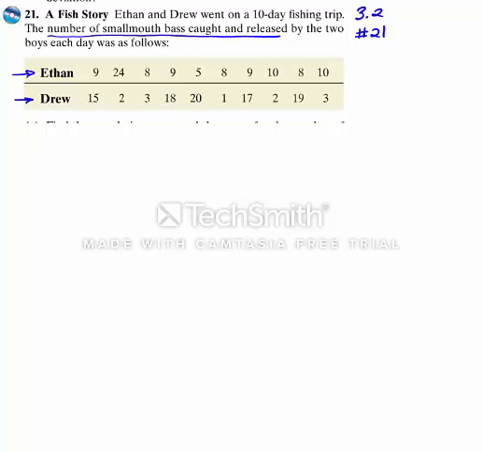10-day fishing trip. We can start by looking at the typical number of fish caught using first the mean. The mean, of course, is the sum of the data divided by how many data values there are. The mean for Ethan is 10, and the mean for Drew is also 10. This tells us that if Ethan caught the same number of fish every day, it would have been 10, and the same thing for Drew. So the mean is really not going to help us distinguish between the two friends.